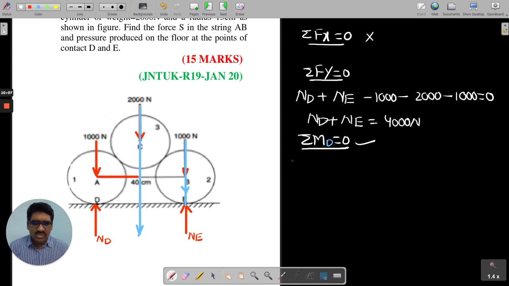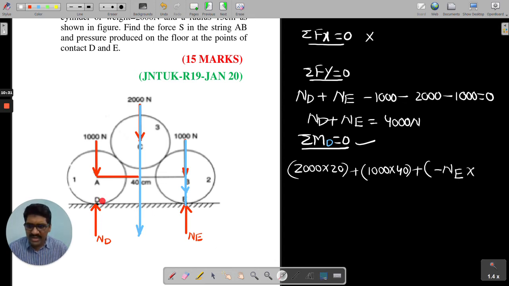The statement: 2000 into how much? 20 distance, all of you. Plus, what about the moment of 1000? So 1000 multiplied by 40 distance clockwise, but NE is providing an anti-clockwise moment. Am I right, all of you? Check it. With respect to point D, NE is providing an anti-clockwise moment. Therefore I can definitely say minus NE into distance, how much? 40, is equal to 0 overall.